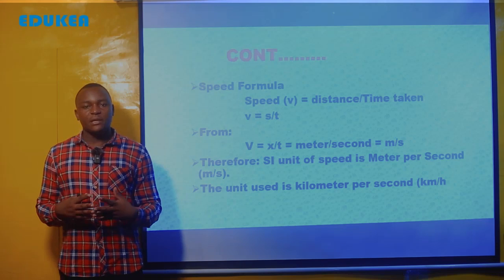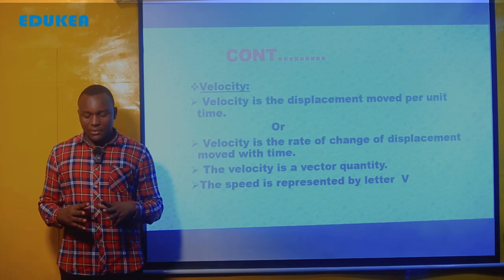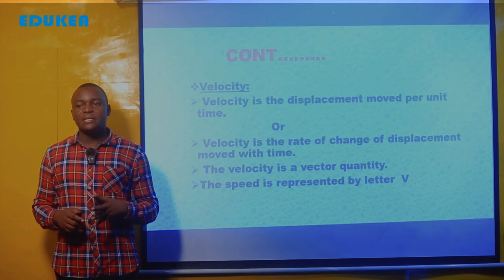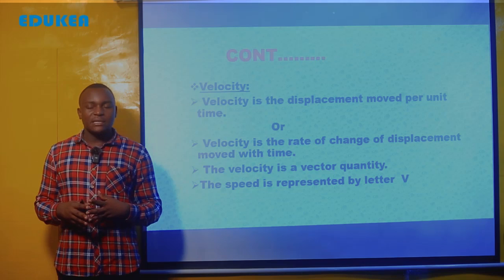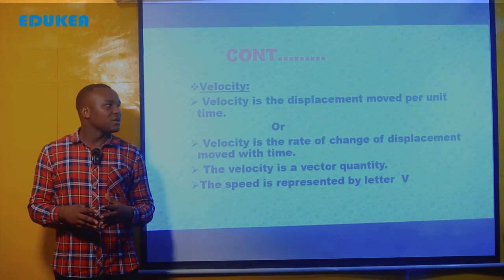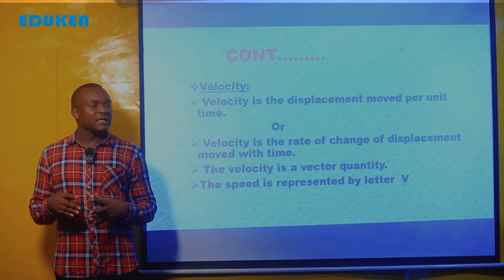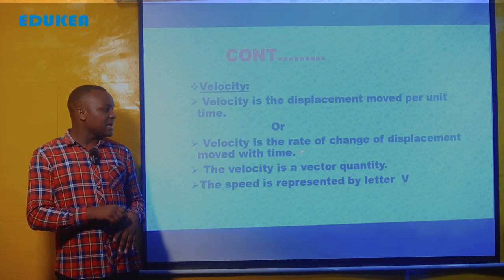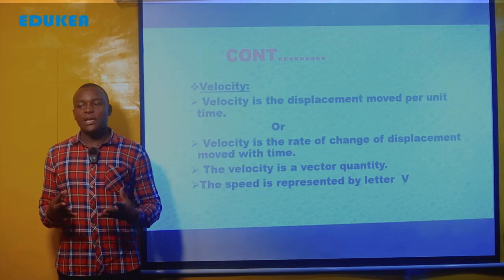Now let's come to look at velocity. When we say velocity is a displacement moved per unit time, we know that displacement is a vector quantity because it has magnitude and it has direction. So velocity is the displacement moved per unit time, or sometimes you can say that velocity is the rate of change of displacement with time. So the rate of change of displacement per unit time is what we call velocity.